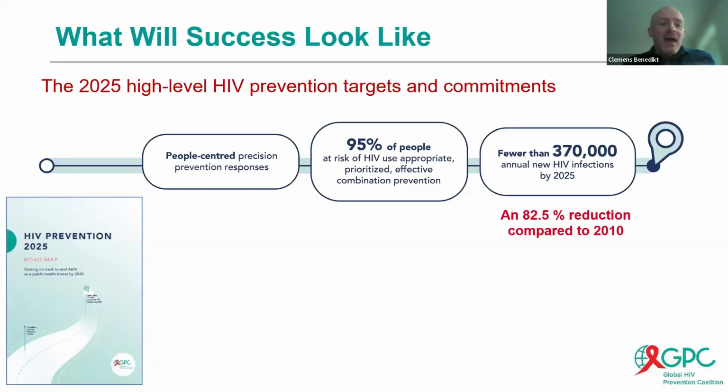And what we have actually is a very strong mandate from the global community. At the level of the General Assembly, the heads of states, we have set a global target to reduce new HIV infections to fewer than 370,000. And that translates into an 80% reduction in new HIV infections by 2025. This is really a strong mandate for us to focus on incidence in our decision-making.